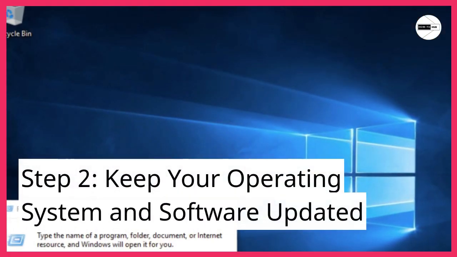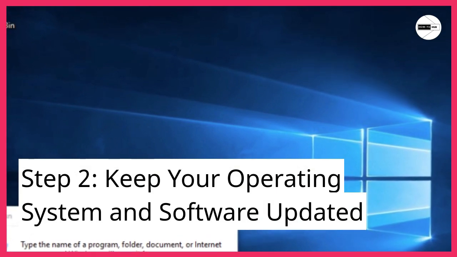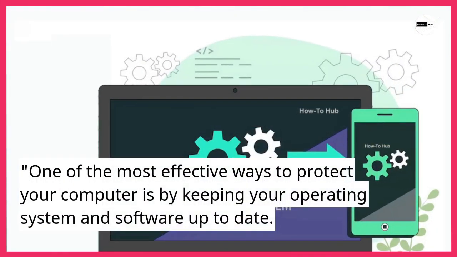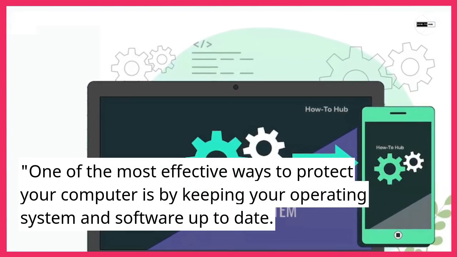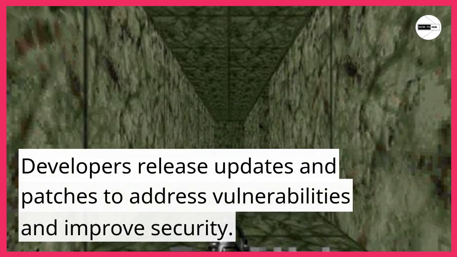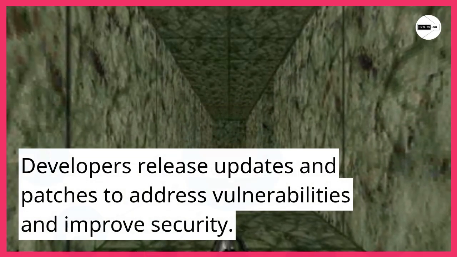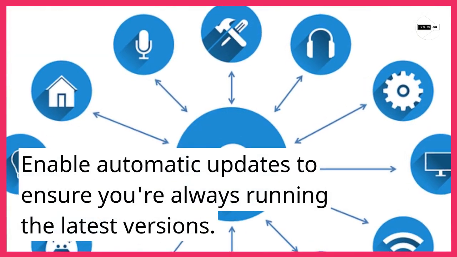Step 2. Keep your operating system and software updated. One of the most effective ways to protect your computer is by keeping your operating system and software up to date. Developers release updates and patches to address vulnerabilities and improve security. Enable automatic updates to ensure you're always running the latest versions.